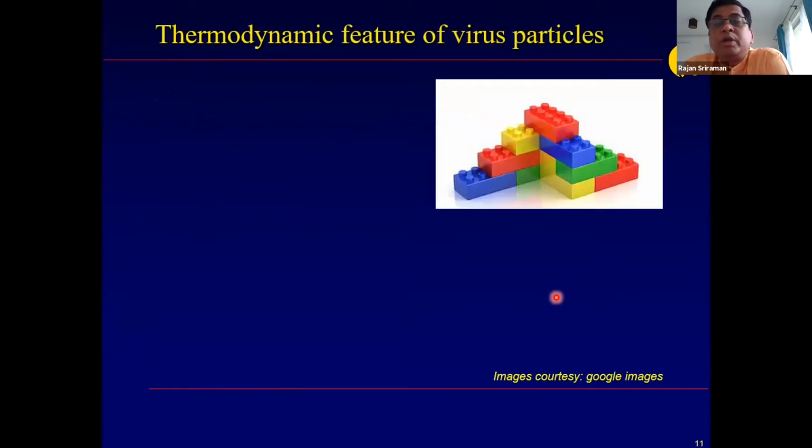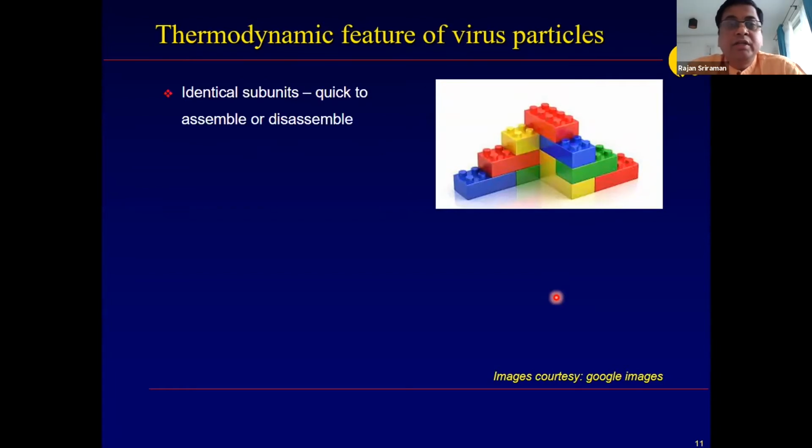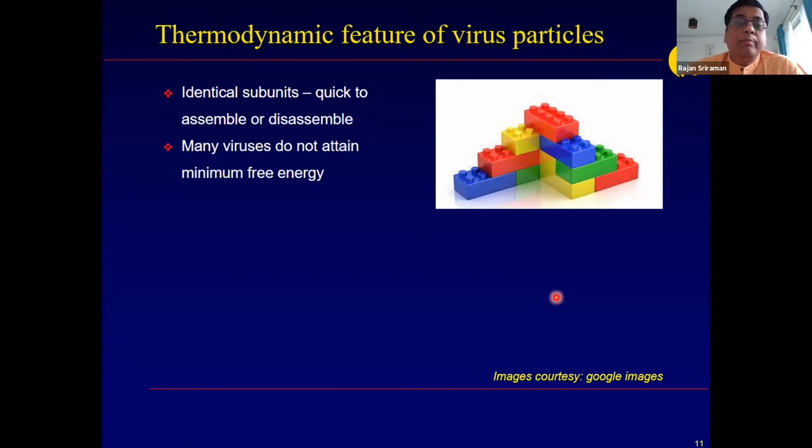Now, what are the thermodynamic properties of the virus-like particle? We have to understand a virus has to infect, assemble quickly, come out and infect again. So it has to utilize something very, very simple, something like a Lego block, which is available to be assembled or disassembled repeatedly. As a result, many viruses actually do not attain a thermodynamic minimum free energy to become stable, meaning they're always in transition between the assembled and disassembled state.